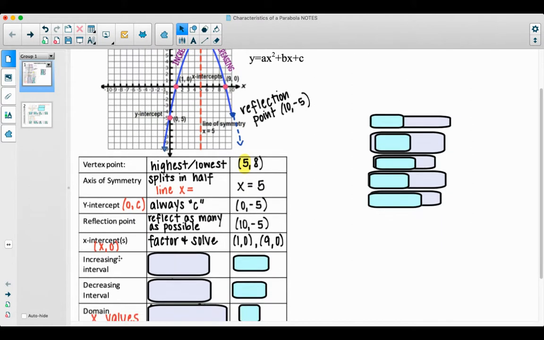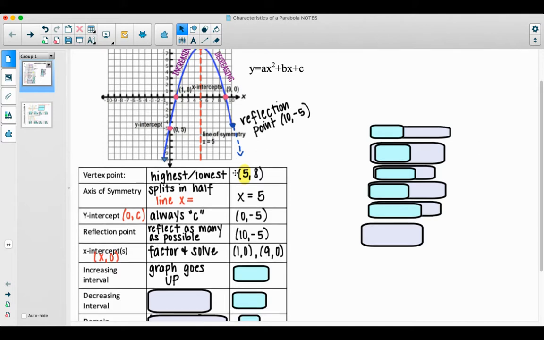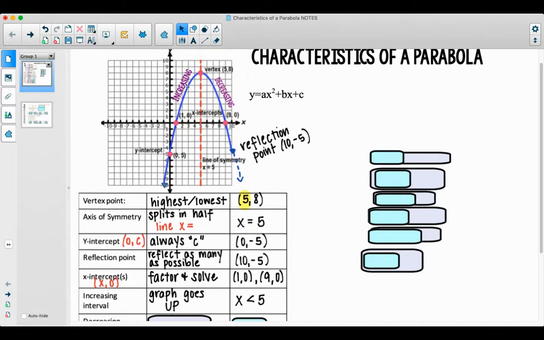Now, the next two are new definitions. They're increasing interval and decreasing interval. So when we talk about an interval, it's that starting and stopping point. So an increasing interval is when the graph goes up. I like to think about it that if you're going up on a roller coaster, it's increasing. See here, the graph is going up. So we're going to write it as an inequality because it's not just one starting and stopping point when we have these arrows going on. So in this example, x is less than 5: all the places where the x-coordinate is less than 5, the graph is increasing.